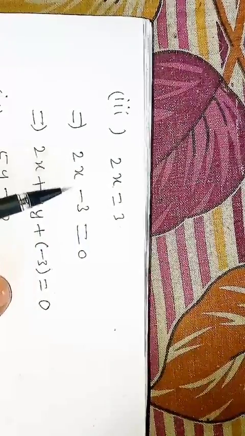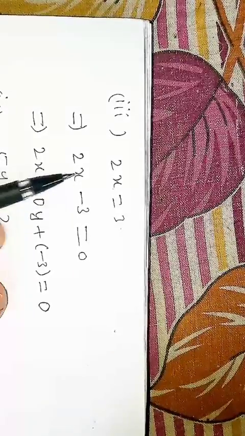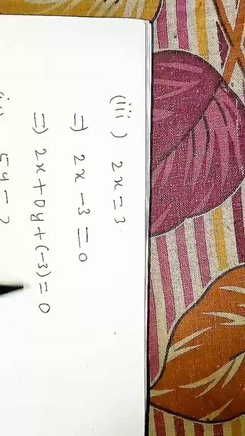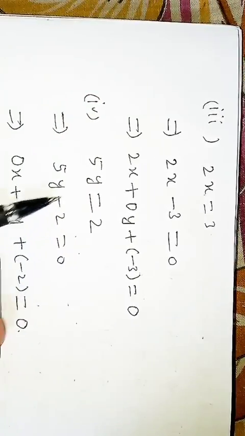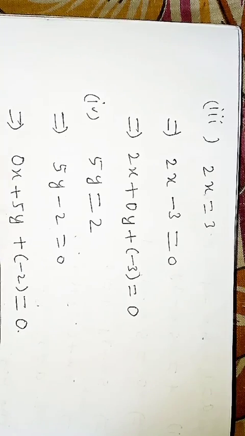Here 2x is equal to 3. This implies that 2x minus 3 is equal to 0. Here there is no y. We may add 0 into y so that it can be transformed into the form ax plus by plus c is equal to 0. Last one is 5y is equal to 2. This can be written as 5y minus 2 is equal to 0, and this can be written in the required form.